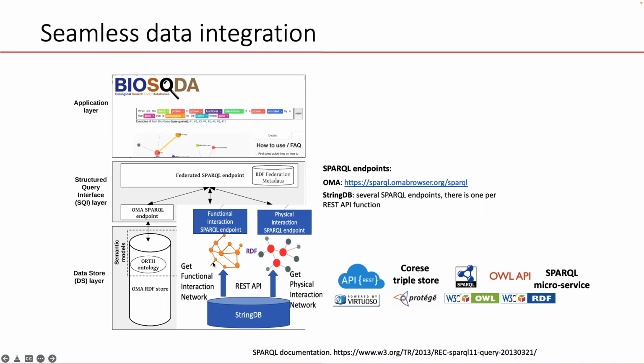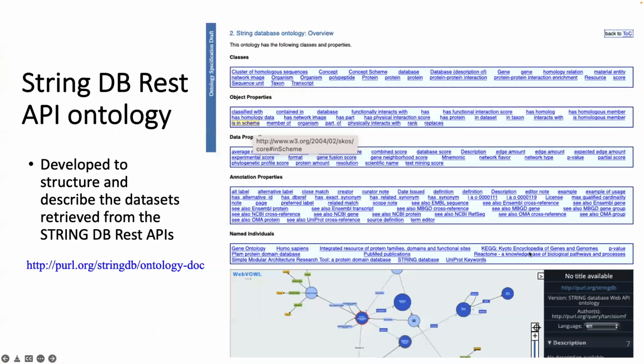And essentially for each web API function, we're going to have a corresponding SPARQL endpoint, in this case for the functional interaction API, we're going to have this endpoint. And for the physical interaction as well, we're going to have another one. Then we use these technologies here to implement our approach. Here you can see, publicly available, the specification of the protein-protein ontology that we developed for the STRING database.